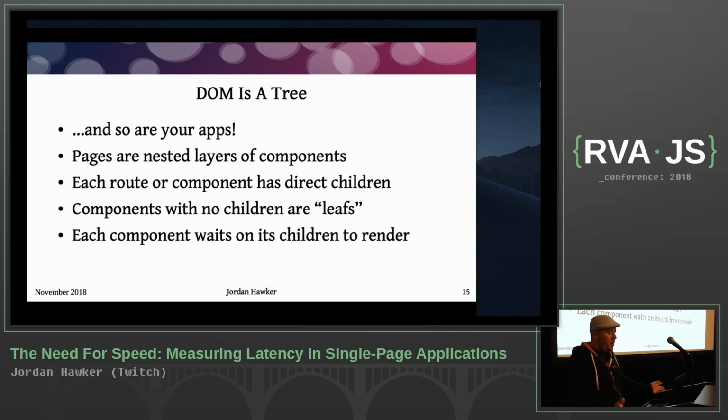So the best way to think about this is, hey, we all know the DOM is a tree, so are your apps. You have each of your pages, and they are nested layers of components. Each route or component in your app is going to have direct child components that it's rendering until eventually you reach a component that has no children and is just rendering some basic native HTML. Those would be called leaf components in our tree. Otherwise, all of these other components are essentially waiting on their children to render in order to say that they themselves are finished rendering. So you have this tree structure where you need the leaf children to be finished rendering, and then when they're done, their parents can say, oh, I'm now rendered because my children have finished, and so on and so forth until you reach the route level, and you can say that the whole page is rendered and is now interactive for the user.